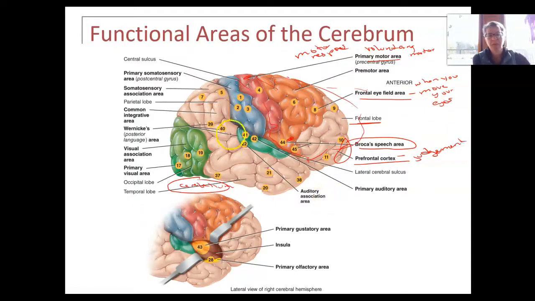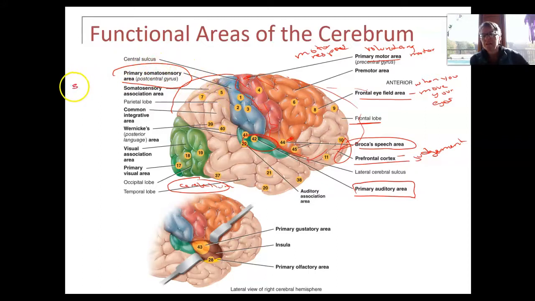I have the temporal lobe, and that's my primary auditory, across from your ears. I have the parietal lobe, on the other side of that groove, the central sulcus, and this is somatosensory. This is where the general senses input goes to be evaluated.